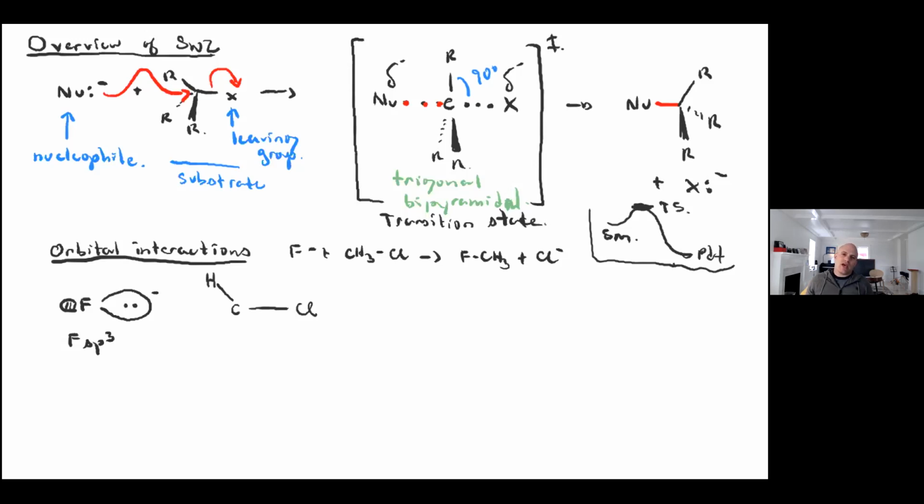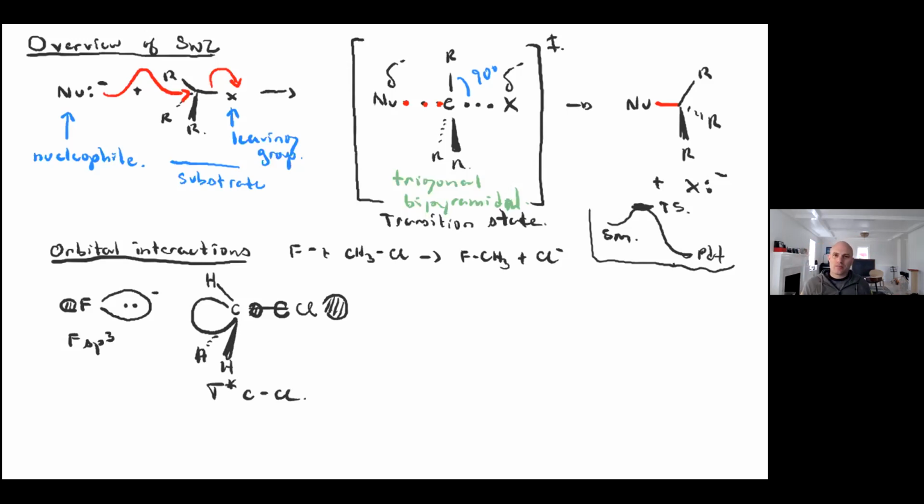So what that means is that the C-X, or C leaving group bond, carbon-chlorine in this case, the bonding orbital is polarized towards the more electronegative atom, in this case chlorine. Therefore, the antibonding orbital is polarized towards carbon, and it has a large lobe behind carbon. Okay, so I've drawn sigma star C-Cl there.